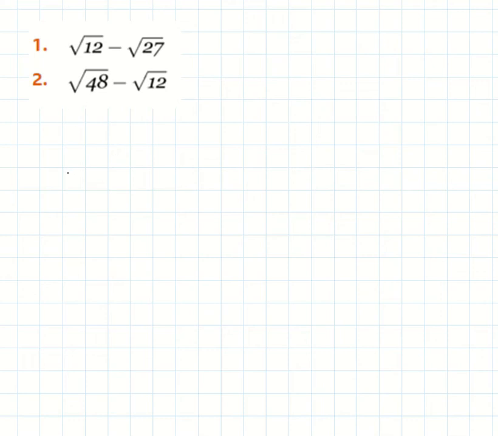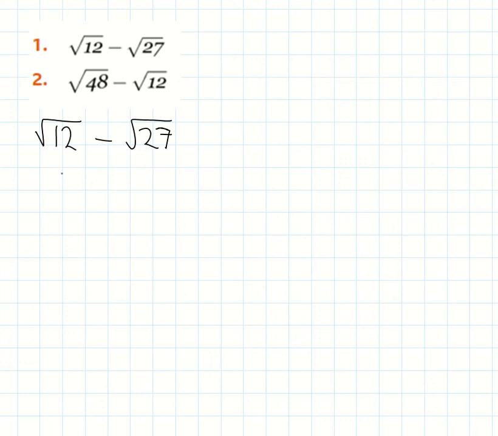So in this video we're going to have a look at adding and subtracting surds where the surds aren't the same, but there's something we can do about it. So the first example we've got is the square root of 12 take away the square root of 27. Now if you haven't watched any of my previous videos, then I recommend you go back and look at simplifying surds and adding simple surds, because we'll need that skill in this video.